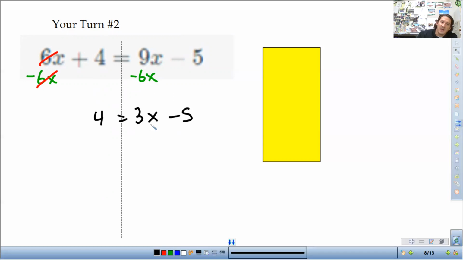Now I can start eliminating the stuff on the side with the x, so I can eliminate the 3 and the minus 5. So I'm going to add 5 to both sides. 4 plus 5 is 9, is equal to 3x, and then divide by 3 to eliminate the 3. I forgot to cross this out. I'll do that now. Divided by 3 cancels out. 9 divided by 3 is 3.